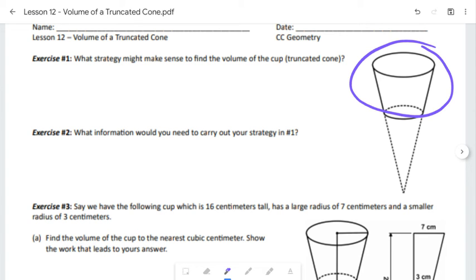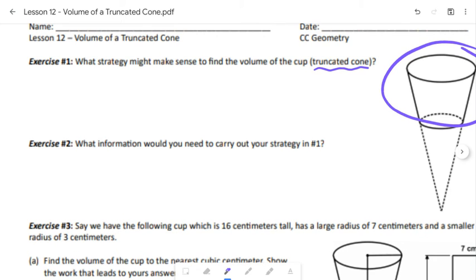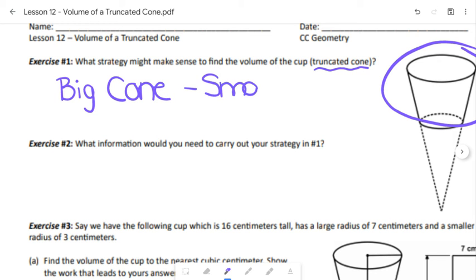So think for a second, what strategy might make sense for us to find the volume of that cup? Well, since it's called a truncated cone, we know that the cone is there as a little hint. But really, as with the other strategies we've used, we could take the big cone, subtract the small cone, and then we're able to calculate the volume of the cup. So we'd find the volume of each separately and then subtract, kind of like what we've done in previous lessons throughout this unit.